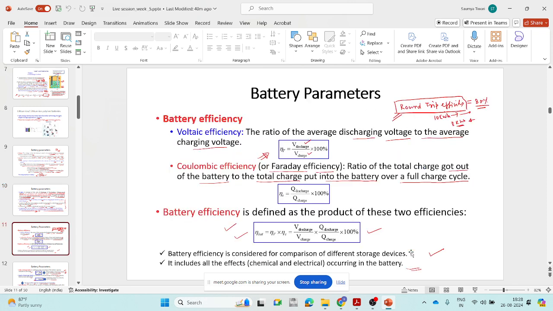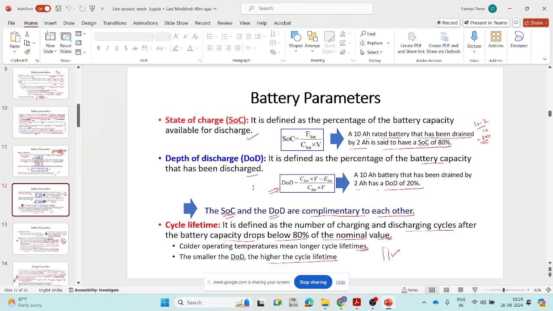Now battery efficiency is a product of its voltaic efficiency and coulombic efficiency. Voltaic efficiency generally signifies its chemical effect, and coulombic its electrical effect. Voltaic efficiency is your discharge voltage upon charge voltage, and coulombic or Faraday efficiency is your discharge current upon charge current, basically the rate. So Q discharge upon Q charge, and battery efficiency is a product of these two efficiencies, voltaic and coulombic.